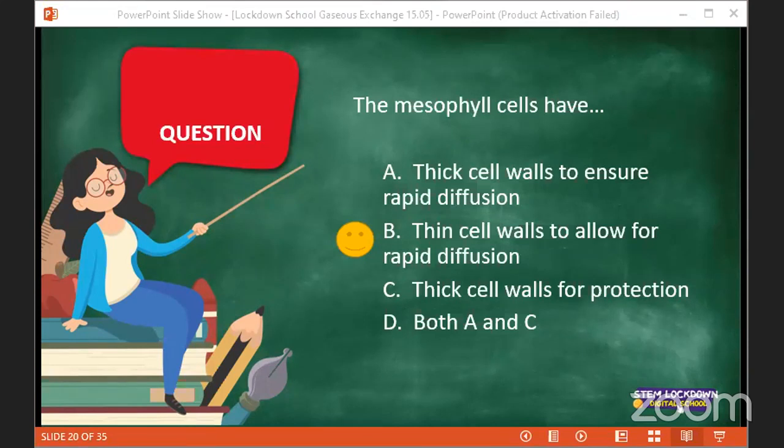And those of you who were confused between A and C. Right, so do you all understand? The mesophyll cells need to be thin. It also meets the third requirement where we said the gas exchange surface area needs to be thin in order for diffusion to take place, rapid diffusion to take place, right?